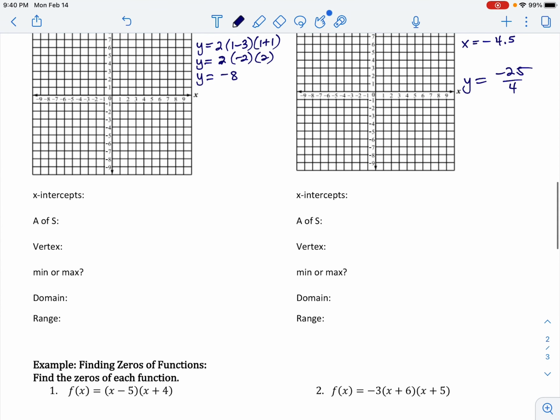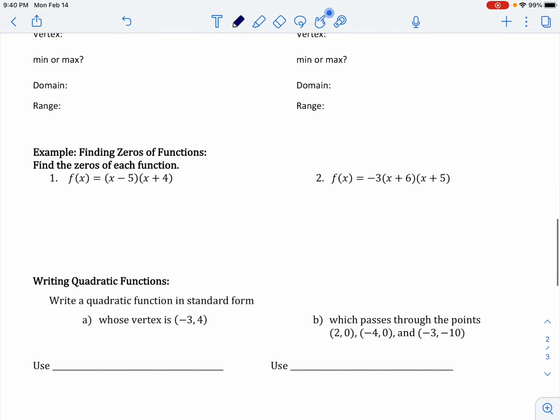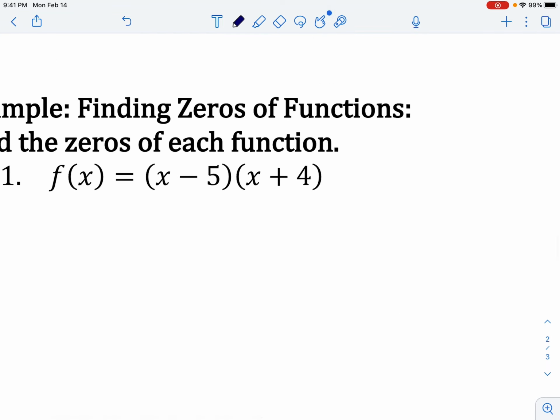All right. Going down to the bottom parts, we have f of x equals. So what we're trying to do is find the zeros. We're already familiar with this. We've done this several times when we were graphing and factoring. So if we look at this, we have f of x equals x minus 5 and x plus 4.